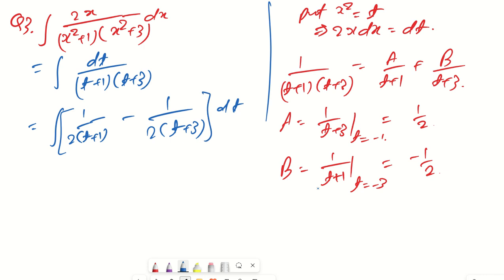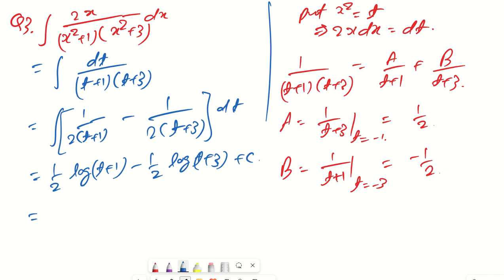So this is my integration. Now you know how to solve this. So it will become 1 by 2 times log of |t + 1| minus 1 by 2 times log of |t + 3| plus some constant c.